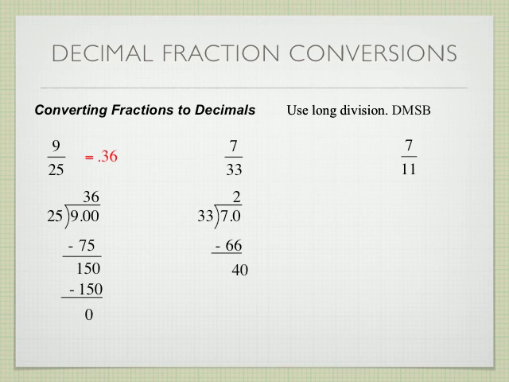33 doesn't go into 4, so I have to add a 0. 33 goes into 40 1 time. So I have 1 times 33 is 33. Subtract. I have 7. Well, okay, 33 doesn't go into 7. Put another 0 on. Bring down another 0. That's B for bring down. 33 goes into 70 twice. Well, 2 times 33 is 66.